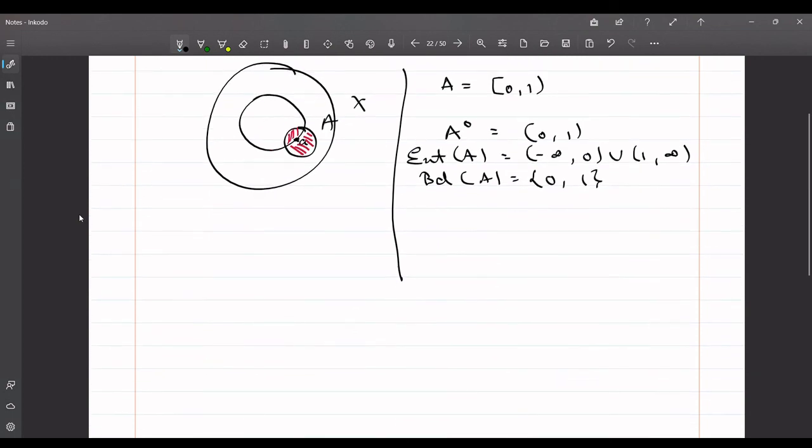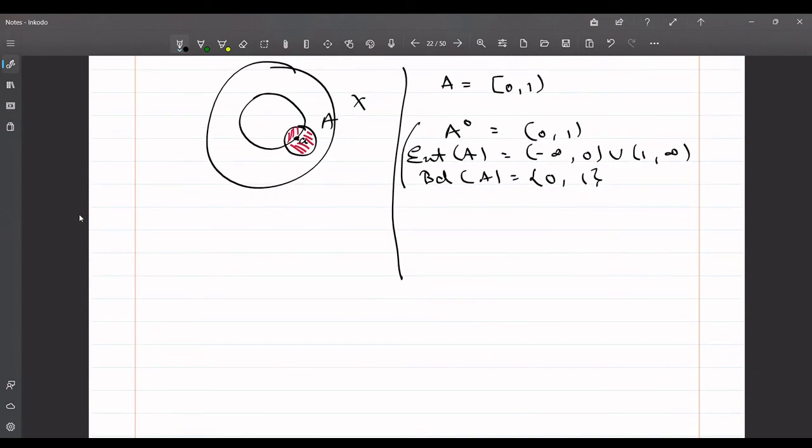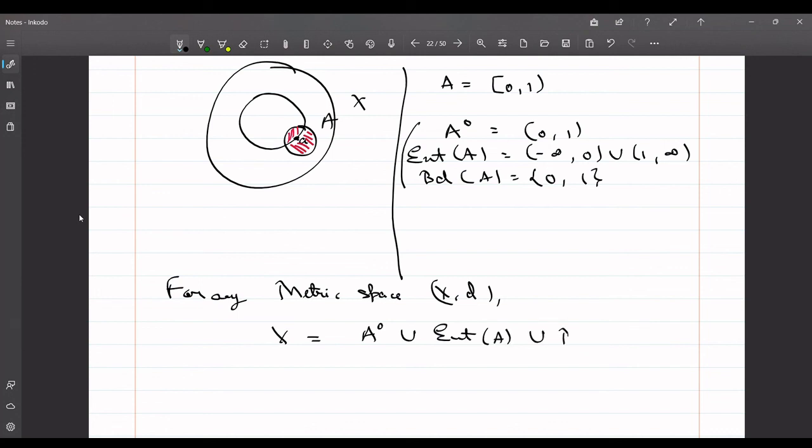Okay, and from these three things which we have concluded from this given example, we can conclude one more thing. That is, for any metric space (X, d), X can be written as the union of the interior of a set, the exterior of that set, and the boundary points of that set.